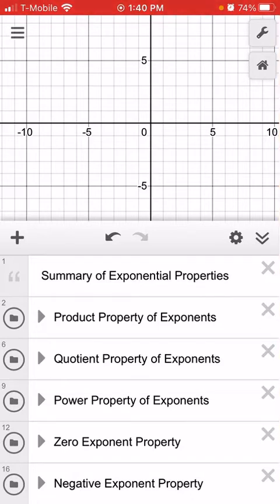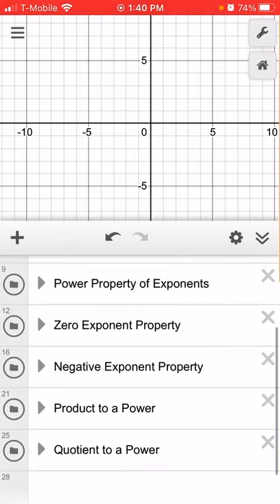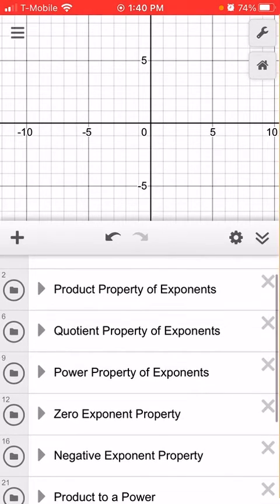Okay, so we're looking at the summary of exponential properties. There are 7 main properties that you guys have started to study, and I just want to go over them, and I want you to write them down in your notebook.